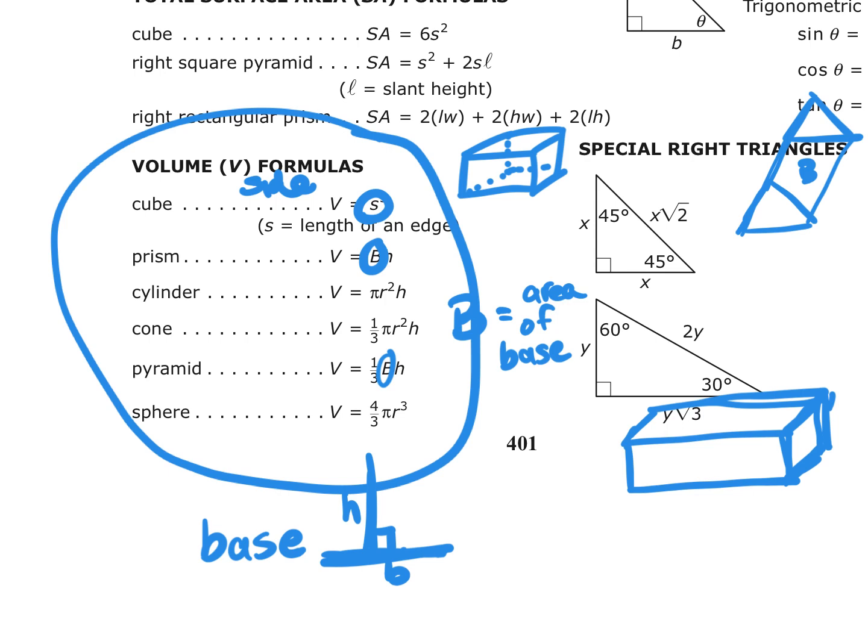Let's pull some problems up so it'll look like the formula. Let's see, our pyramid is 1/3 capital B h. Take a look and you'll see our sphere is 4/3 pi r cubed. Our cylinder is pi r squared h. Cone is 1/3 pi r squared h.